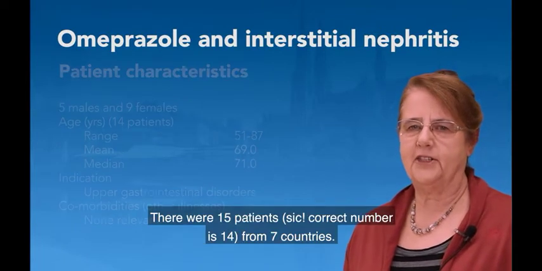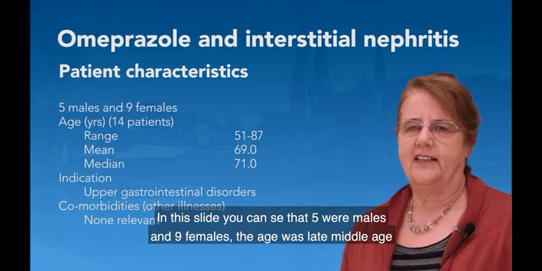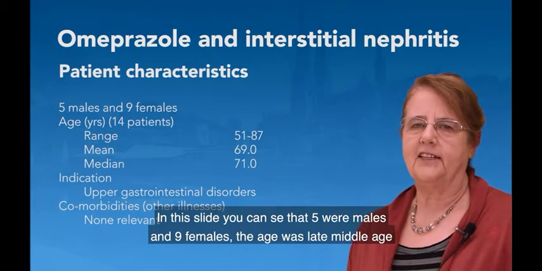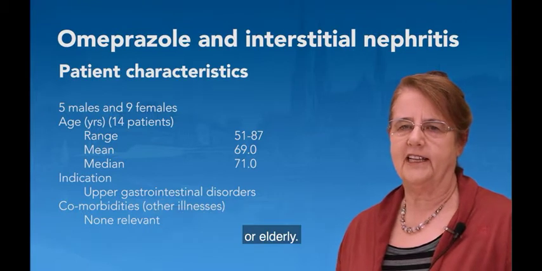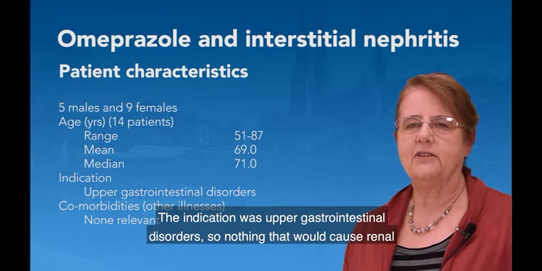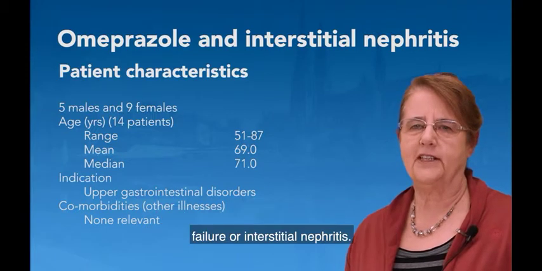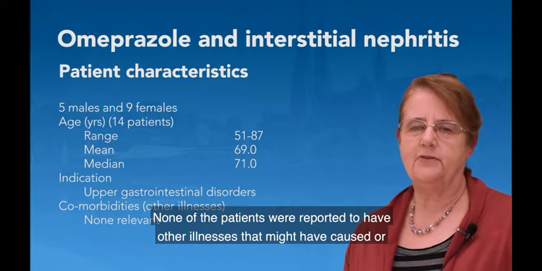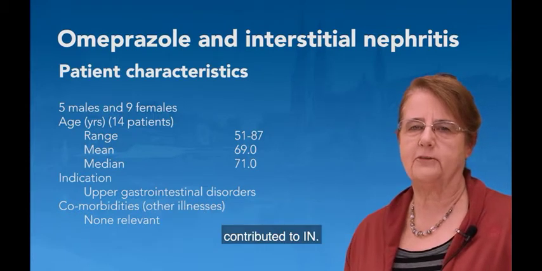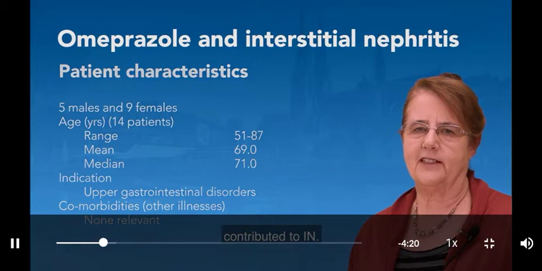What other illnesses did they have? There were 15 patients from 7 countries. In this slide you can see that 5 were males and 9 females. The age was late middle age or elderly. The indication was upper gastrointestinal disorders, so nothing that would cause renal failure or interstitial nephritis. None of the patients were reported to have other illnesses that might have caused or contributed to interstitial nephritis.